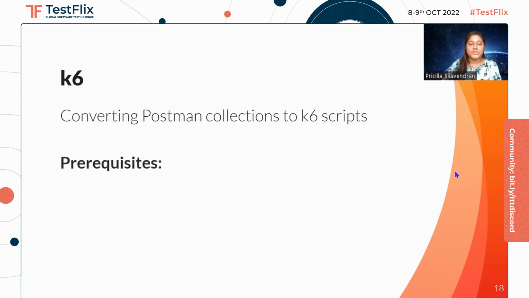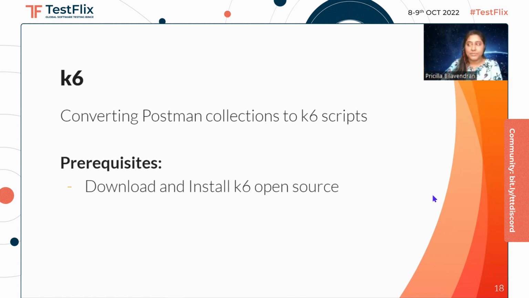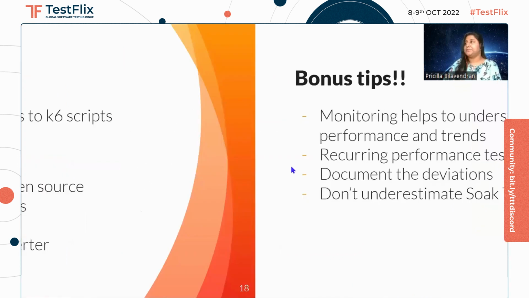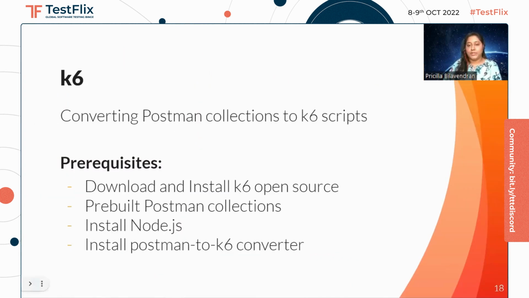There are some prerequisites which you have to remember. Download and install K6 open source, of course, before you start. You have to build your Postman collections and keep them ready. You have to export it as well, I'll show you how to do that. And then you have to install Node.js. If you are already using Newman, just ignore it, you might have already installed Node.js as well. And you have to install the Postman to K6 converter. I'll just show you how that works.